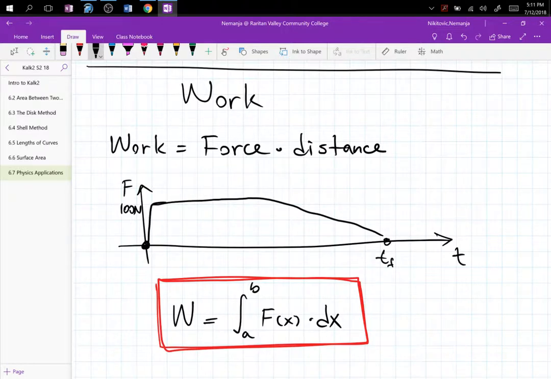So technically, every single one of us is stronger than the entire planet, right? Because we are able to beat the force of the planet, right? Because you can lift stuff. So think about it that way.